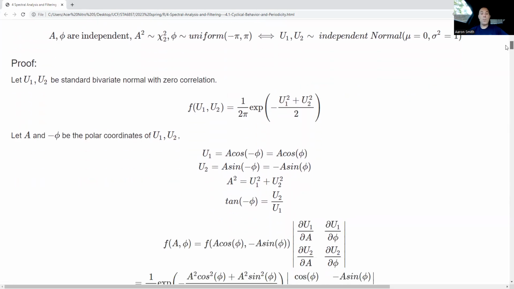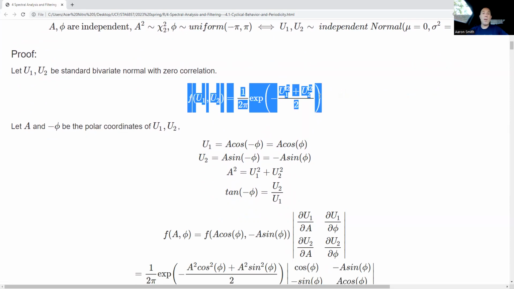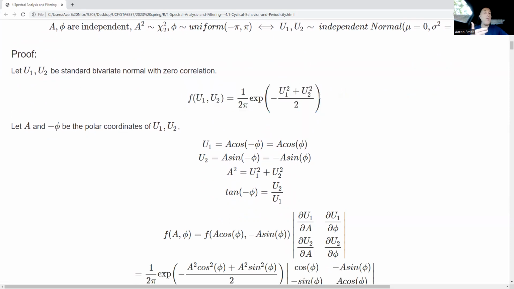Now, I've set up this distribution. I want to use this to figure out what is the distribution of A, and what is the distribution of phi. Standard math problem for statistics. So what we're going to do is replace U1 and U2 with their substitution. But remember, I always have to have that rescaling aspect. So I need to use the Jacobian.